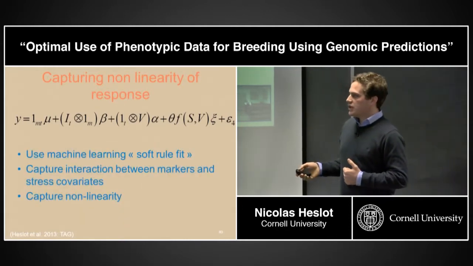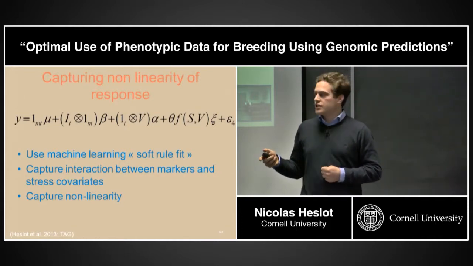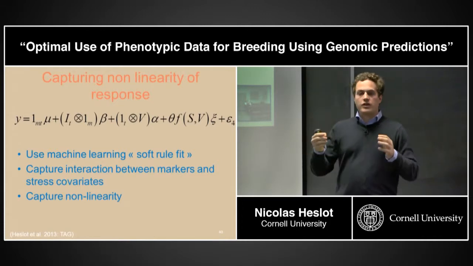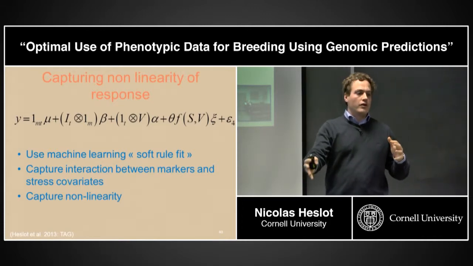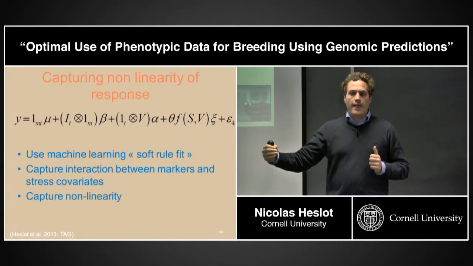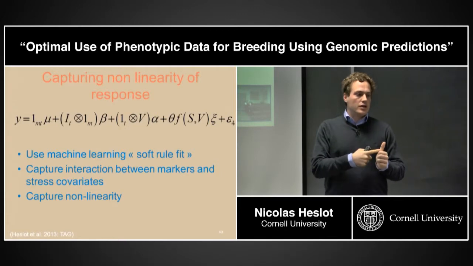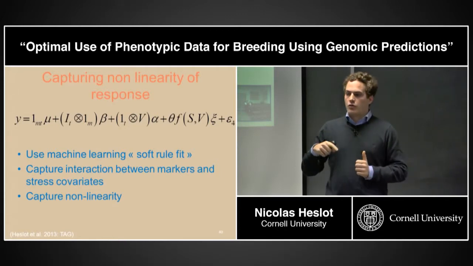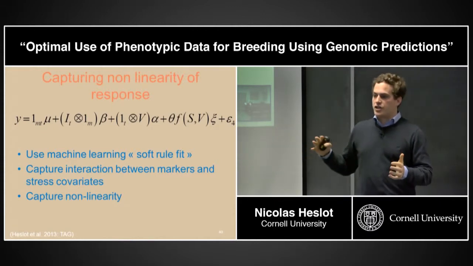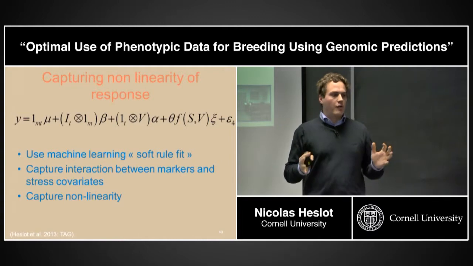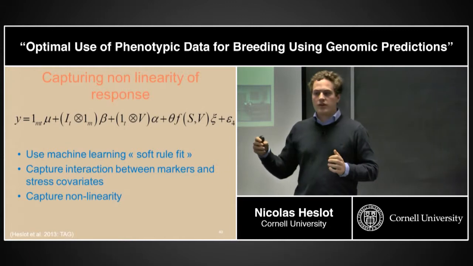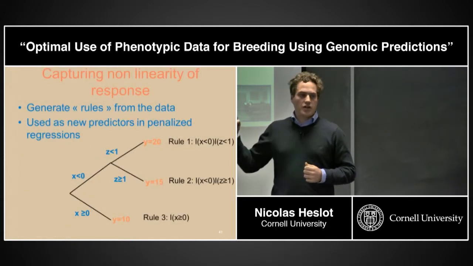So as a workaround, we use a machine learning technique, SoftRuleFit, that was developed by Denis Agdemir, postdoc in the lab. The idea being that we want to capture complex interaction patterns between marker and stress covariate. And doing so, we want to be able to capture nonlinearity. With two constraints, we want the model to be sparse, that is not too many terms. And we also want the model to be interpretable. We want to understand what's actually happening in the machine learning process, try to keep the black box as small as possible, basically. So I'm going to the next slide, in a bit more detail about what this machine learning technique is.